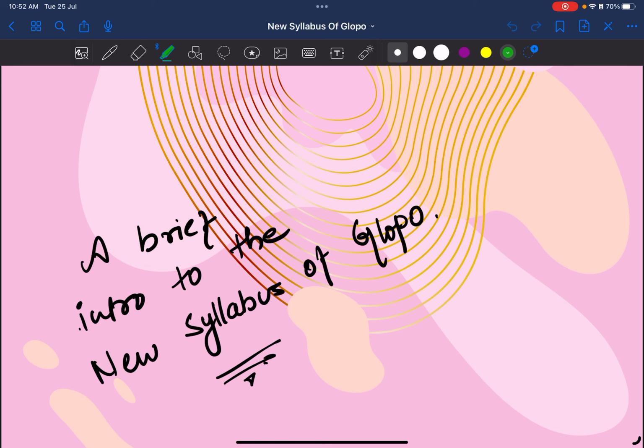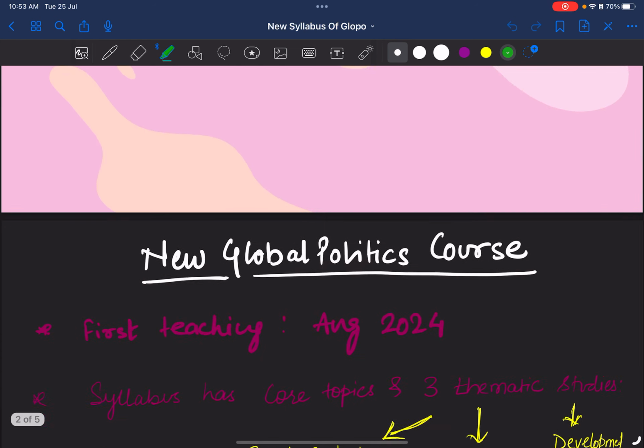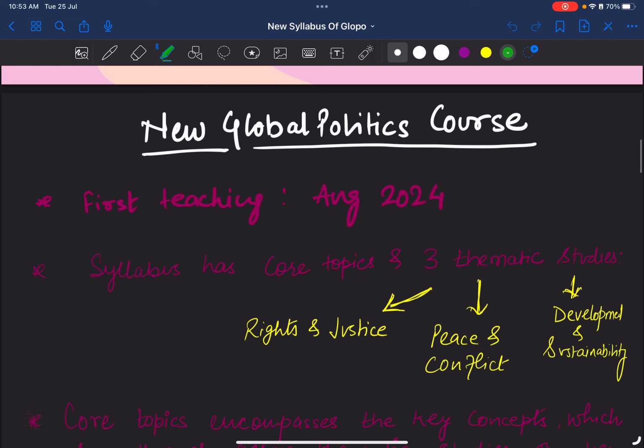So today we are going to start with the very much asked topic about the new syllabus. I know that a lot of you have been inquiring what the new syllabus is going to contain, right? So today, a very brief introduction about the new syllabus of global politics, when it is going to start. The first teaching of the new syllabus of global politics is going to start from August 2024, right? So that means the first assessment would be in 2026.